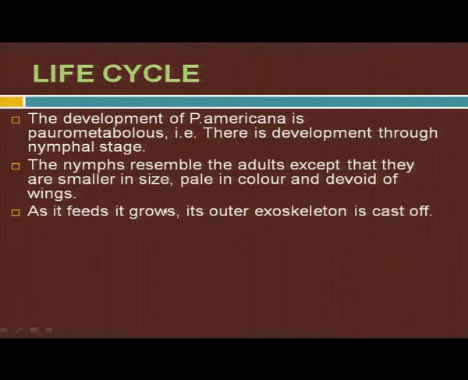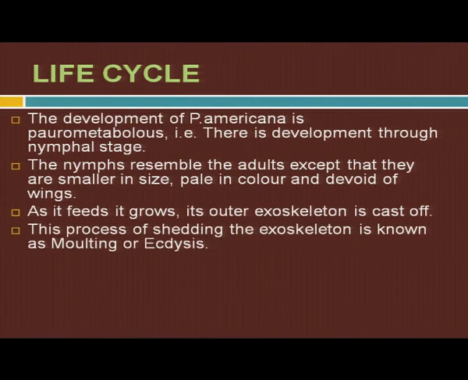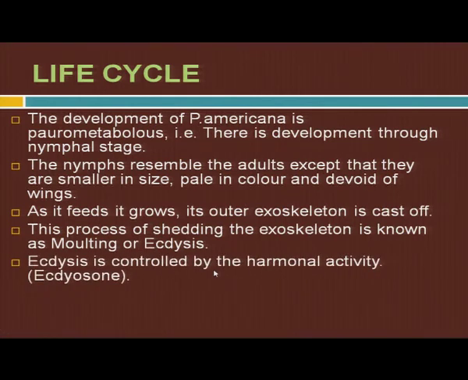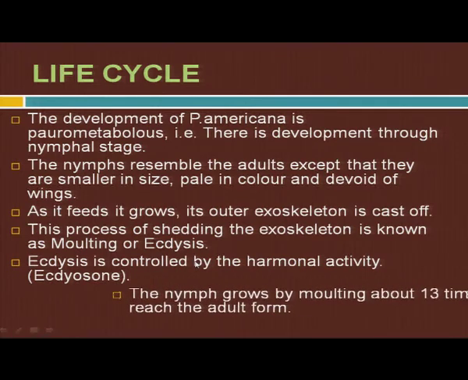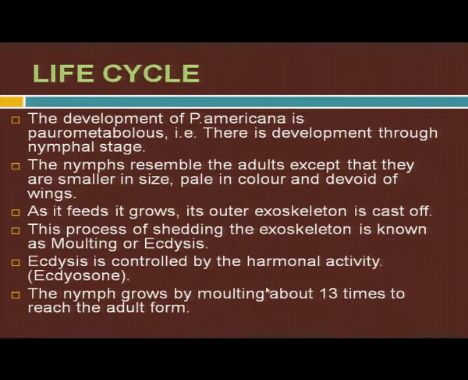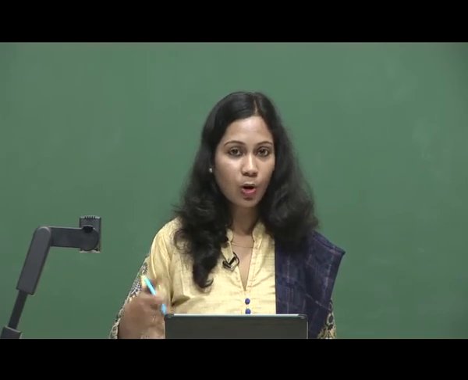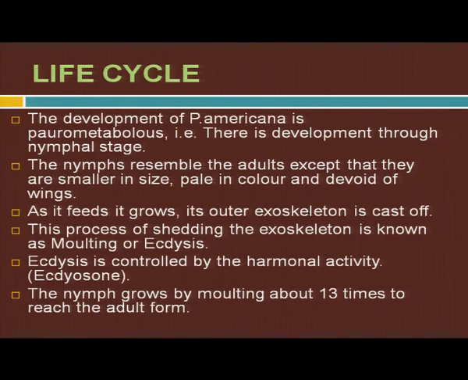As it feeds, it grows, and the outer exoskeleton is cast off. This process of shedding of the exoskeleton is known as molting or ecdysis. Ecdysis is controlled by hormonal activity, and the hormone responsible for it is ecdysone. This process of molting occurs about 13 times to reach the adult form. At the end of each molting, they will shed the exoskeleton, increase in size, and then acquire a new exoskeleton. This occurs about 13 times, usually, in Periplaneta americana.